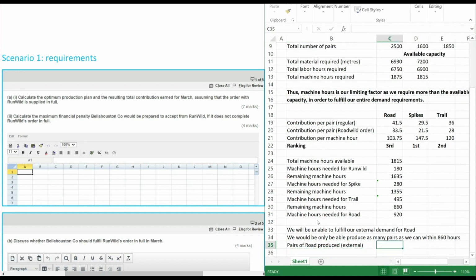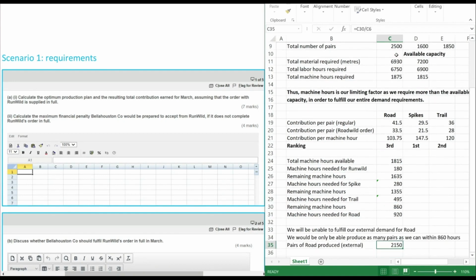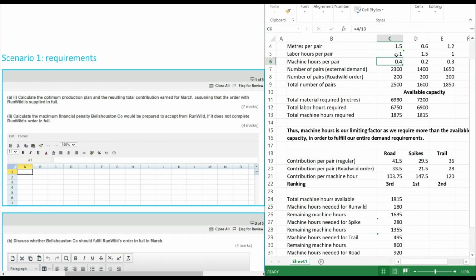We have 860 hours, and how many hours is needed per pair? It's 0.4, so we'll divide 860 by 0.4. That means we'll be able to produce 2150 pairs out of the total 2300 pairs.